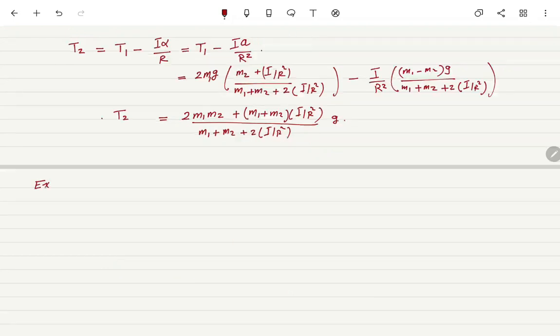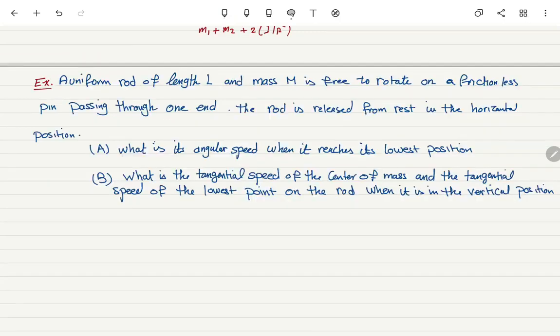Example: a uniform rod of length L and mass M is free to rotate on a frictionless pin passing through one end. The rod is released from rest in the horizontal position. What is its angular speed when it reaches its lowest position, and what is the tangential speed of the center of mass and the tangential speed of the lowest point on the rod when it's in the vertical position?